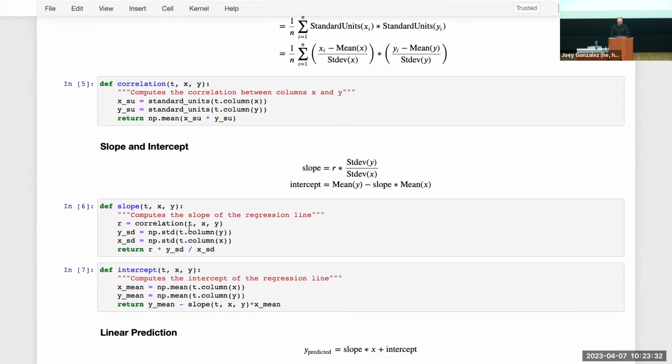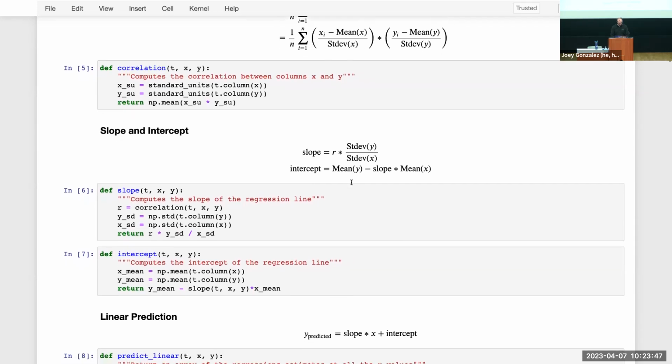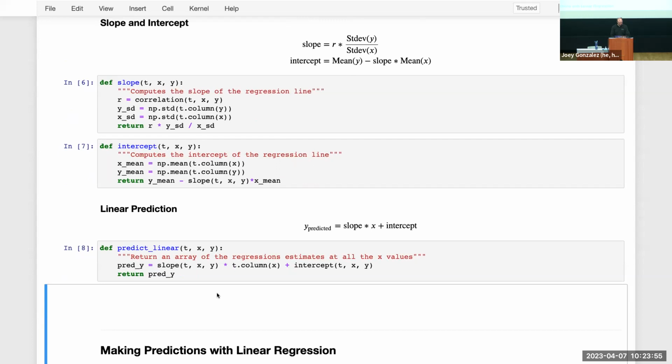Okay. Slope and intercept, I just implement these equations. So I need the correlation r, I need the x and y standard deviations. The slope is r times the y standard deviation divided by the x standard deviation. I'm not going to bore you with the intercept. It's the same thing. I take this equation here, and I implement it down here. Got it? And now, to make a prediction, if I have the slope and I have the intercept, the predicted value for my y is the slope times the observed x value, plus the intercept. Simple equation of a line.